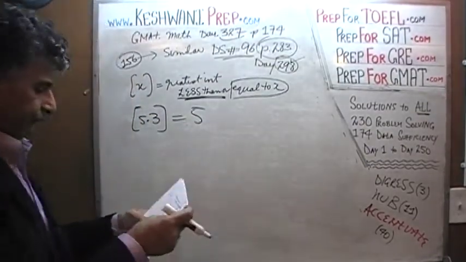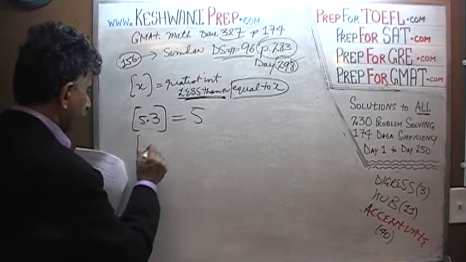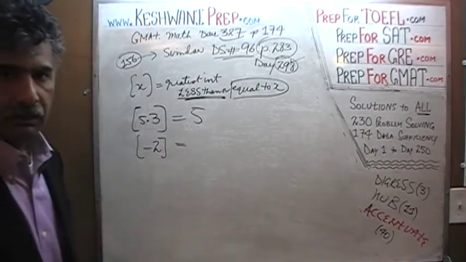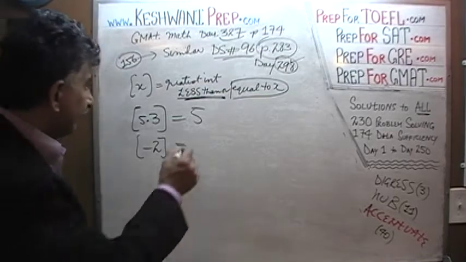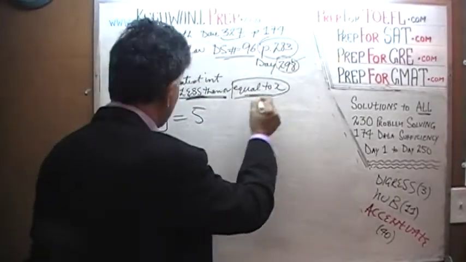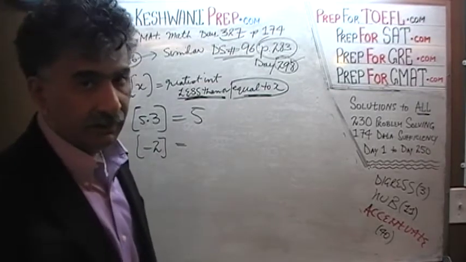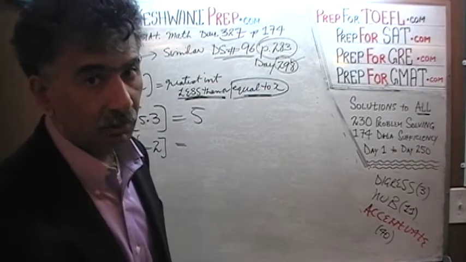Let's do one more. How about this one? What's the largest integer that we can think of that is either less than or equal to -2? The largest integer that we can find that is equal to -2 is -2.